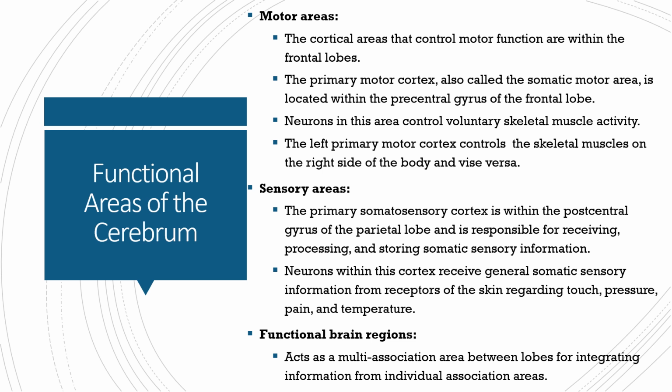Within the post-central gyrus of the parietal lobe lies the primary somatosensory cortex. It is responsible for processing somatic sensory information. It receives input from the skin receptors conveying touch, pressure, pain, and temperature sensations, and integrates them for perception.